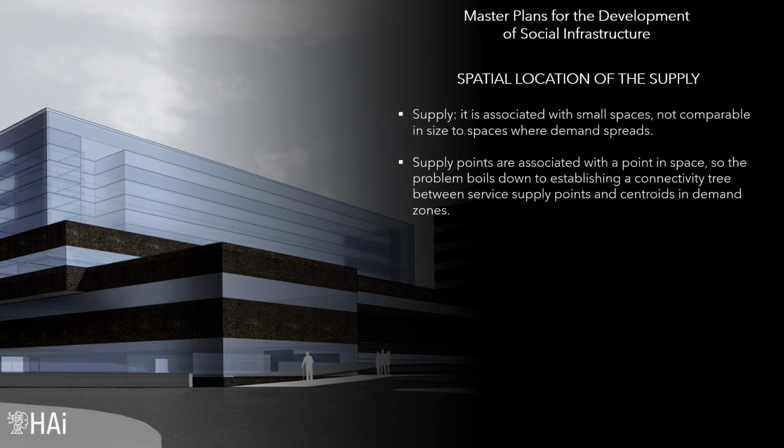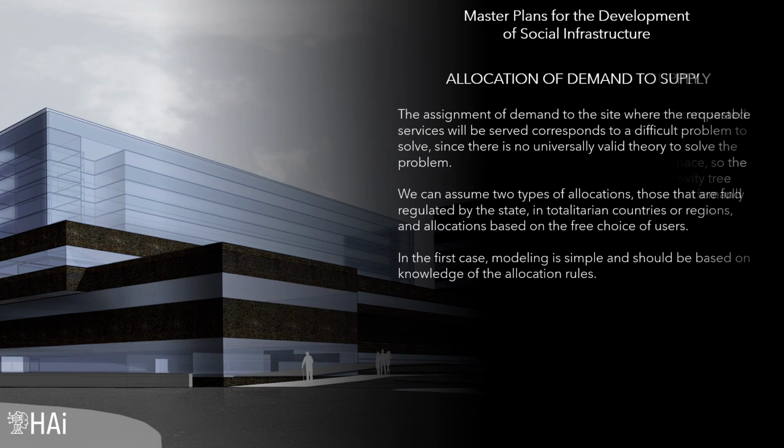Supply is associated with small spaces, not comparable in size to spaces where demand spreads. The supply points are associated with a point in space, so the problem boils down to establishing a connectivity tree between the service supply points and the centroids of the demand areas. Allocation of demand to supply.